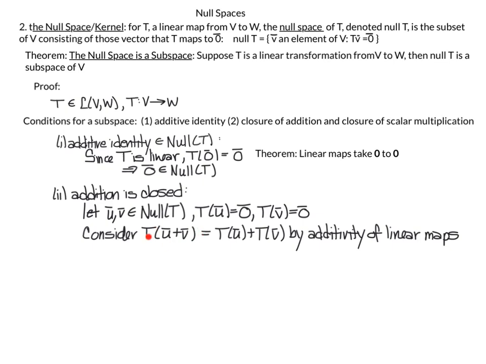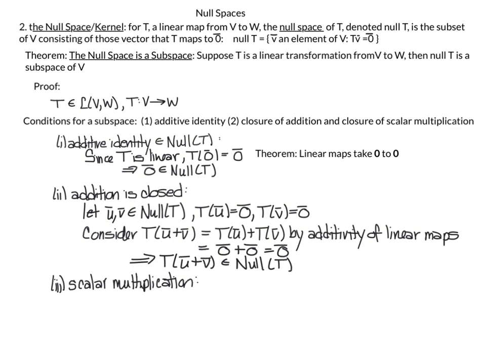Because T is a linear map, by additivity of linear maps, T of u plus v is equal to T of u plus T of v. But we also know T of u is equal to 0 and T of v is equal to 0 because they're in the null space. So the 0 vector plus the 0 vector is equal to the 0 vector, and therefore T of u plus v is in the null space of T, and addition is closed.